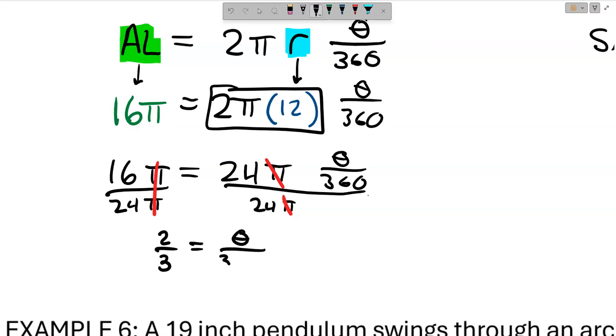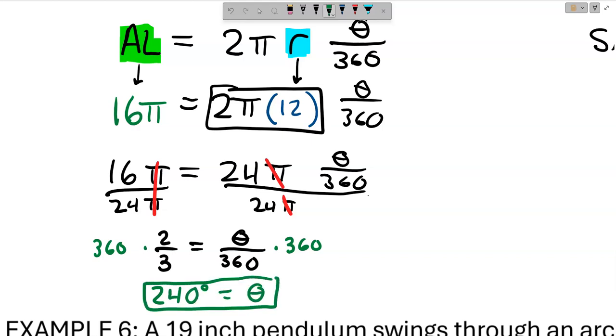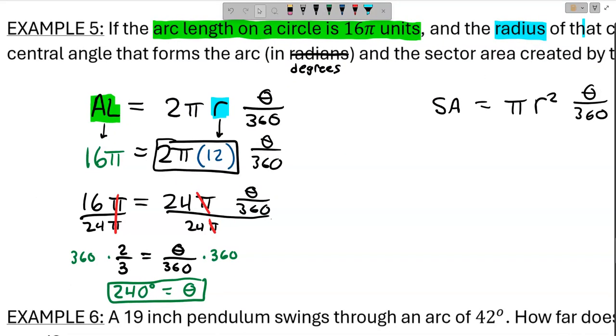So my answer for theta kind of looks like a proportion here. 2/3 is equal to theta over 360. The easiest way to attack this is to multiply both sides by 360. So when I do that, we're going to get a theta value here of 240 degrees. And this is going to be an important number because that is the measure of the central angle.